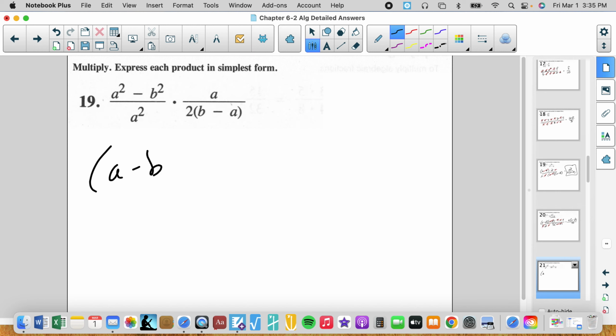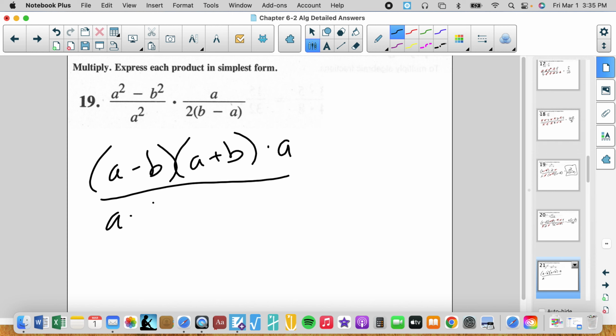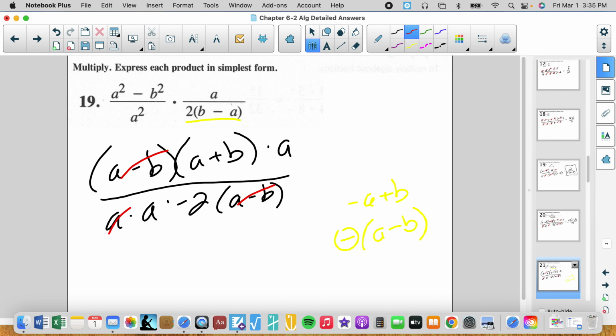That's the difference of squares times the a over a times a times negative 2. I factored out the negative and made this a minus b. So I rewrote this as negative a plus b, factored out the negative, and we got ab. And then I took that negative and put it with the 2. Why? I don't know, just because I could. We're left with a plus b over negative 2a.